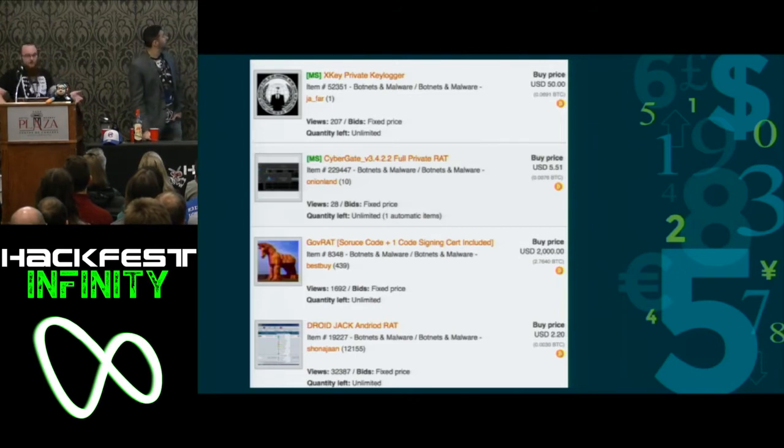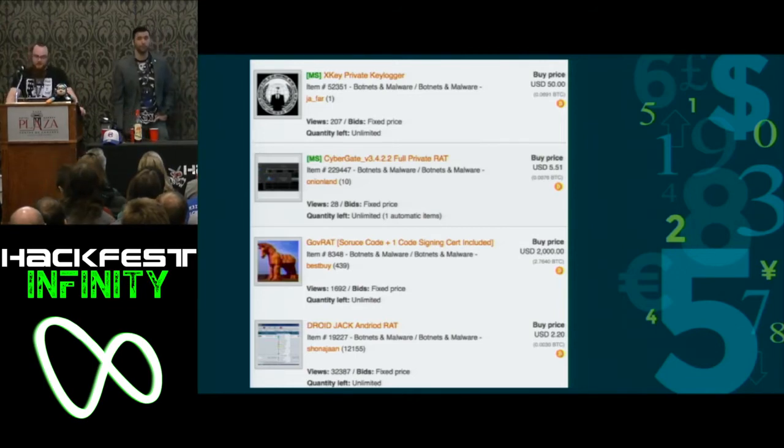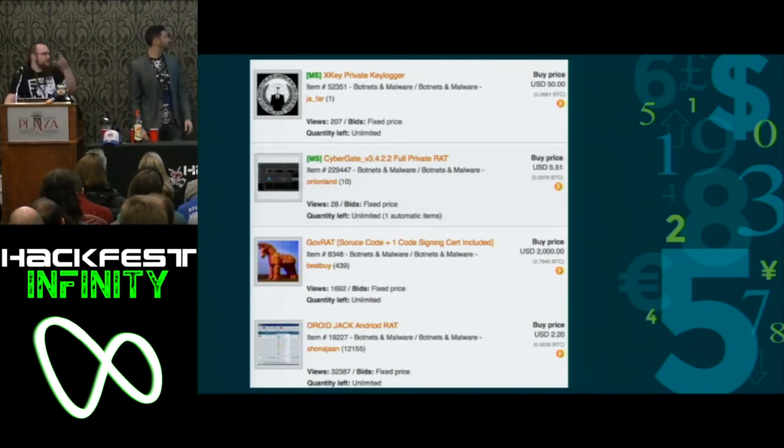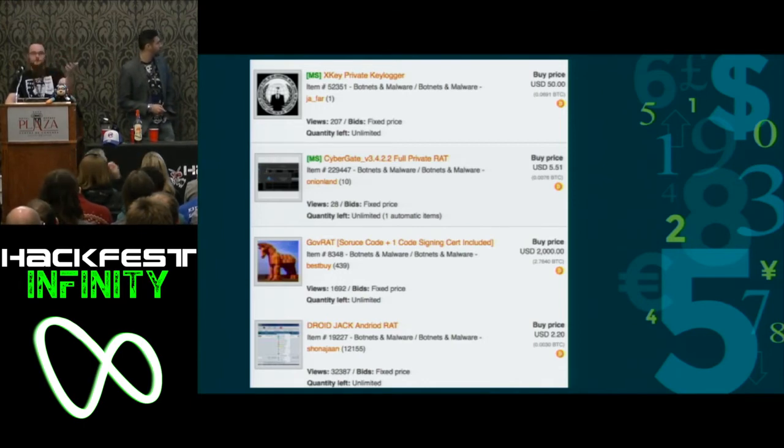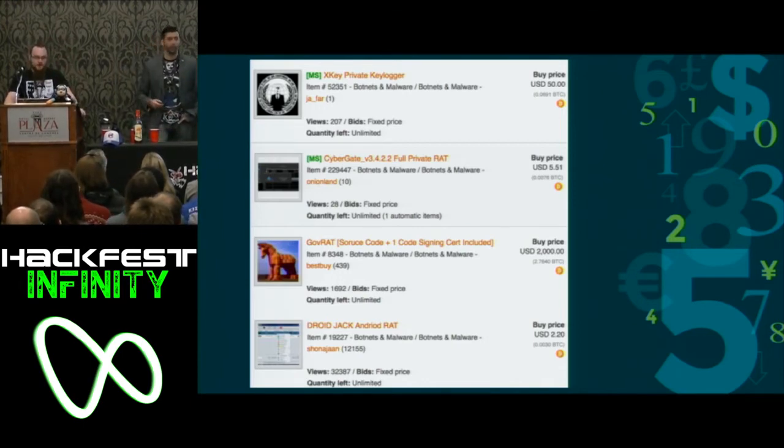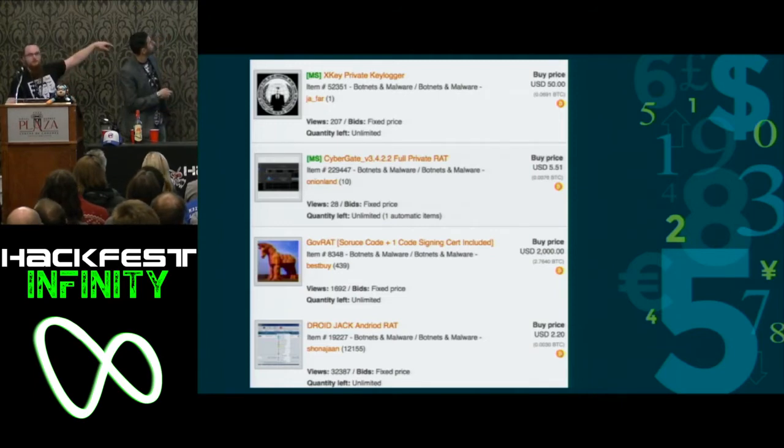Things like remote access Trojans are really cheap and easily available. Keyloggers, of course, even ones that target mobile devices. You can see the prices range, and it's typically due to what their capabilities are, how detectable they are, and if they've been cracked before and the source is released or not. These are from like 3 days ago.